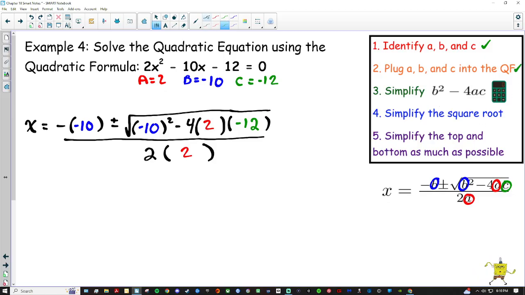Next, we want to simplify the discriminant. So the discriminant is everything that's underneath the square root. I'll highlight it for you. This is our discriminant. Everything under the square root. Okay, and we're going to do this in our calculator. So let's pull up Desmos.